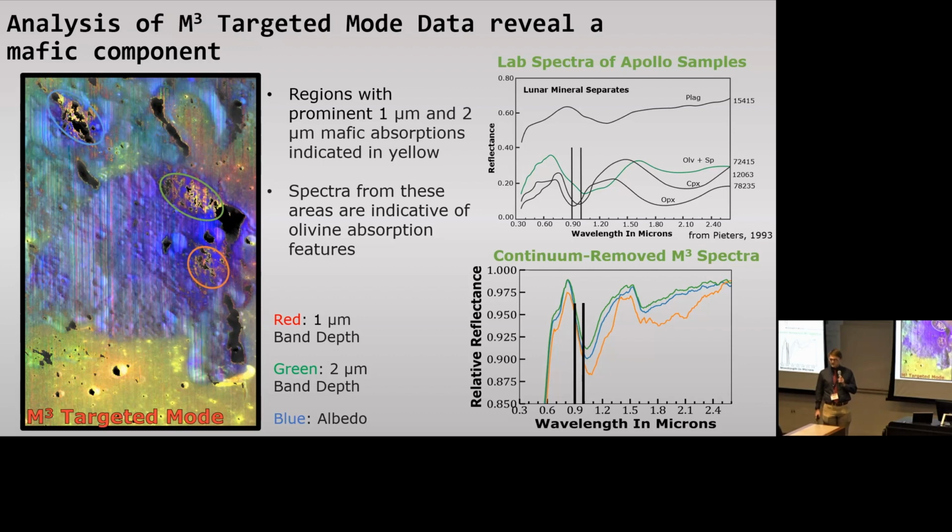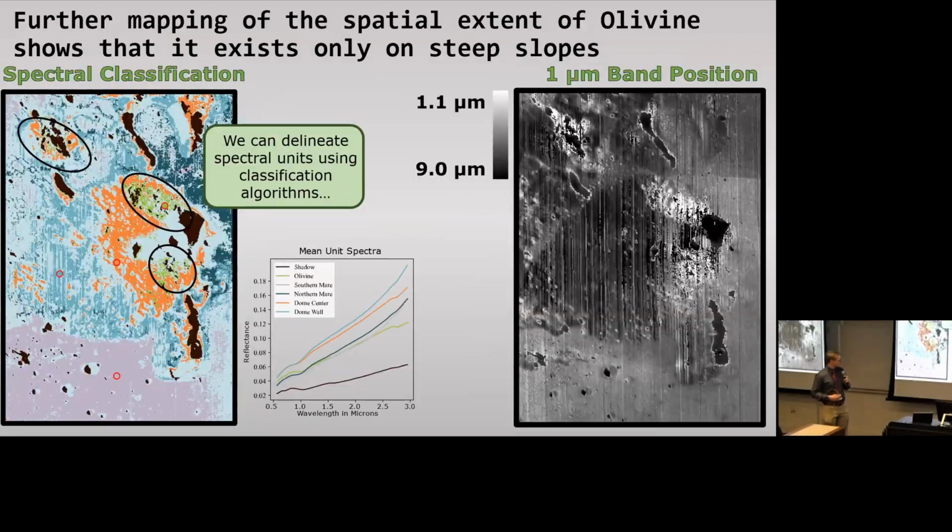So we took a look at these spectra, and they matched pretty closely with the mafic mineral olivine. Particularly, they had a 1 micron band center that was a little greater than 1 micron, roughly 1.1. And they also showed a lack of a strong 2 micron band. So great, that's good and all, but now we wanted to know, where does this olivine actually exist in the domes?